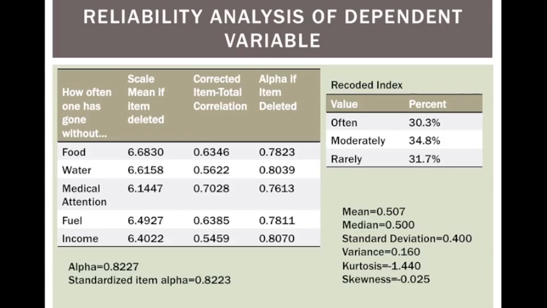None of the indicators should be excluded because the total alpha score is 0.8227. This means that all of the items are very related and are measuring the same concept, as the alpha score is higher than the lowest acceptable score, which is 0.6. All of the alpha if deleted scores are lower than 0.8227, which means that removing any of the indicators will lower the alpha score. The original index had categories which we recoded into 3 categories titled rarely, moderately, and often.